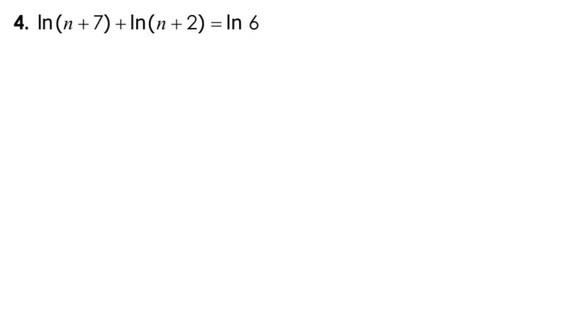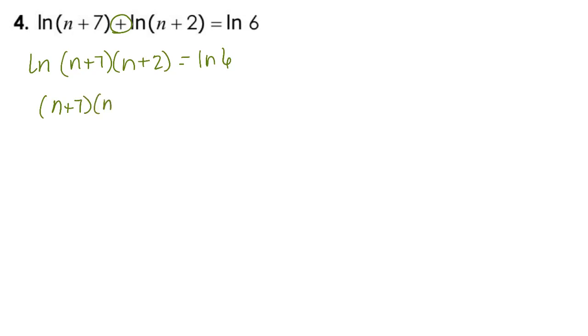even though this is ln, keep in mind, still a logarithm, it's just the base is e. And so we have ln. We're separated with addition, so we're going to put these together with multiplication equals natural log 6. And again, now that they're condensed, we have n plus 7 times n plus 2 is equal to 6. So we're going to have n squared plus, and that's going to be 2n and 7n, so 9n plus 14 equals 6.